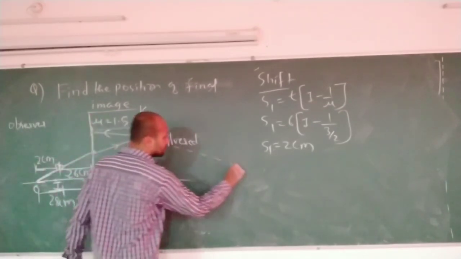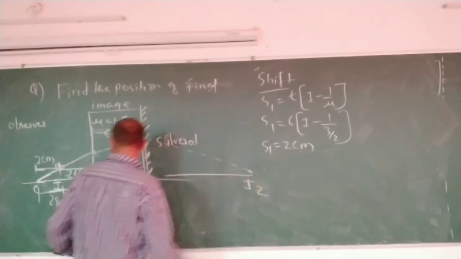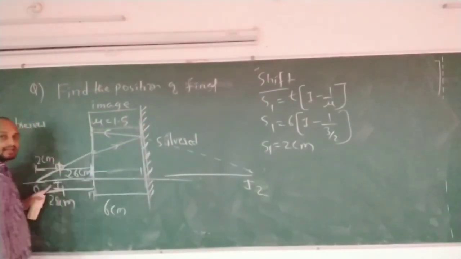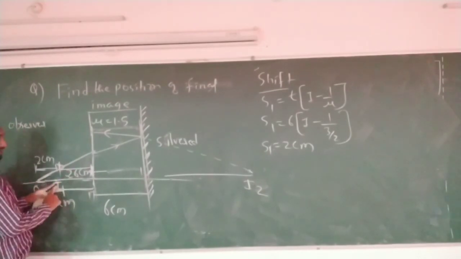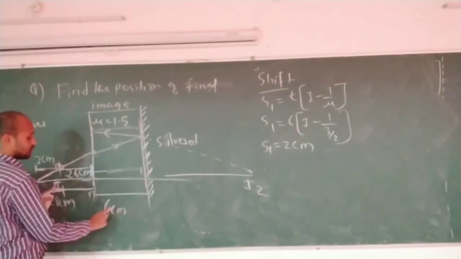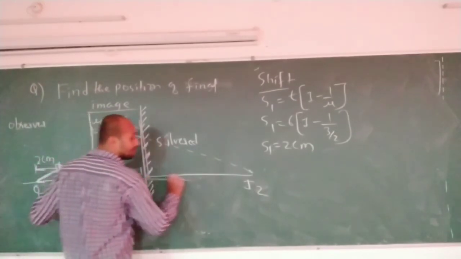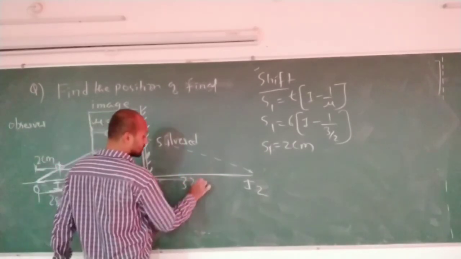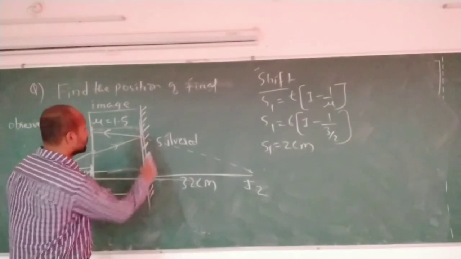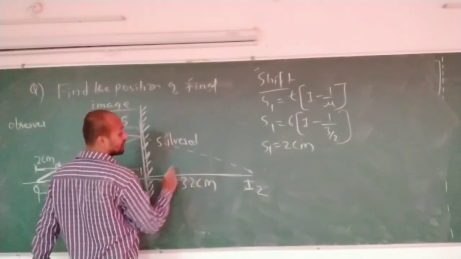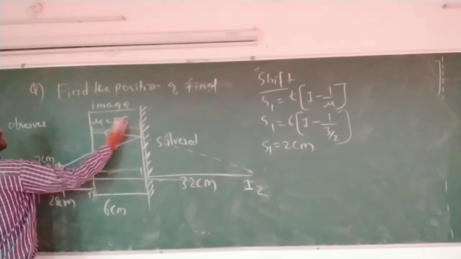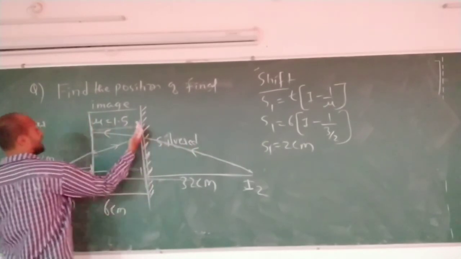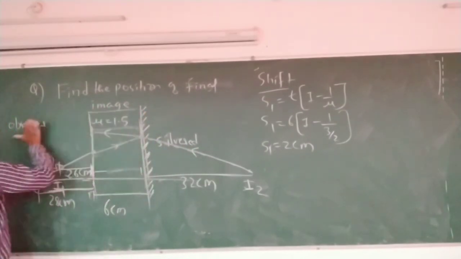So the image formed due to the object I1 will act like an object to this mirror. I1 is at a distance of 32 centimeter from this mirror. So the image behind the mirror, with what distance will it form? It will form 32 centimeters behind. Now this image formed due to the mirror will act as an object when the light passes from this direction to this direction.